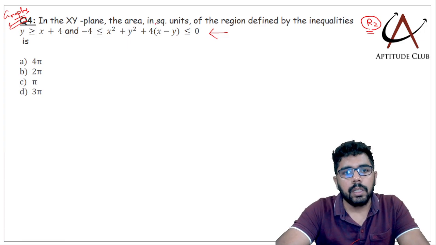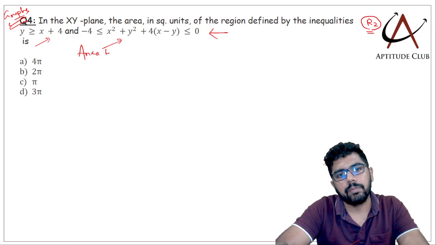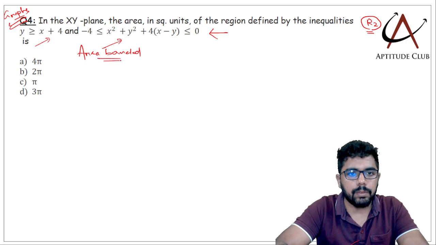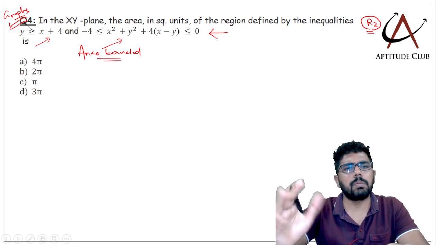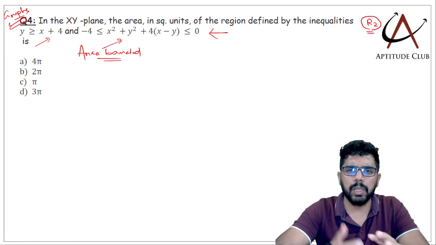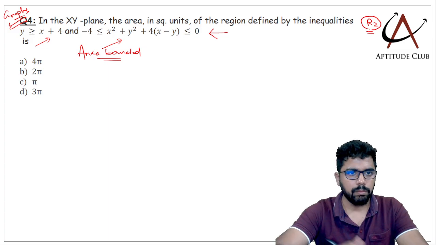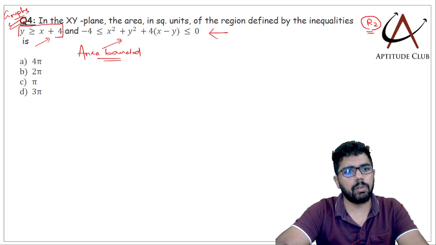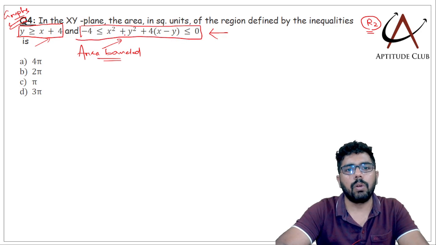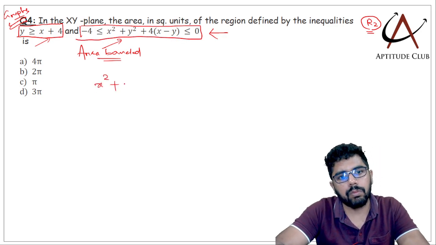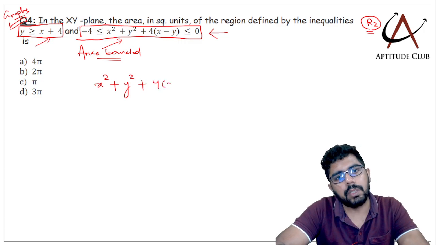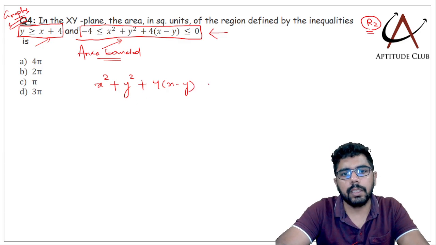Let's try and see. So, well, we'll have to find the region defined by these inequalities. So, basically, area bounded. I'll have to calculate area bounded. Now, y greater than equal to x plus 4. Y equal to x plus 4 is a linear inequality. So, basically, a line and either the area above the line or below the line. So, this part we don't have a problem. We'll draw it later. Let's try and figure out this part. What is this saying? X square plus y square plus 4 times x minus y. One side it is less than equal to 0, on the other side it is greater than equal to minus.